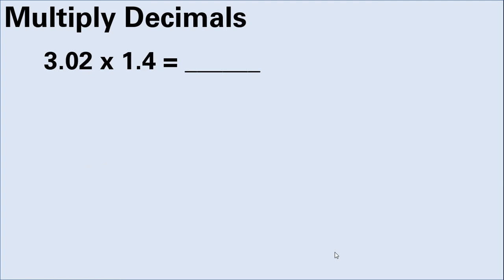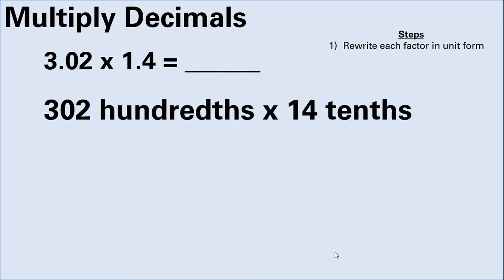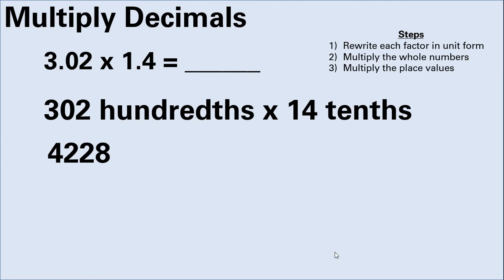Now let's multiply 3 and 2 hundredths times 1 and 4 tenths. The first thing we're going to do is rewrite each factor in unit form. So we have 302 hundredths because the 2 is in the hundredths place. We're going to multiply by 14 tenths because the 4 is in the tenths place. Now we're going to multiply the whole numbers. 302 times 14 equals 4,228. Next, we're going to multiply the place values.